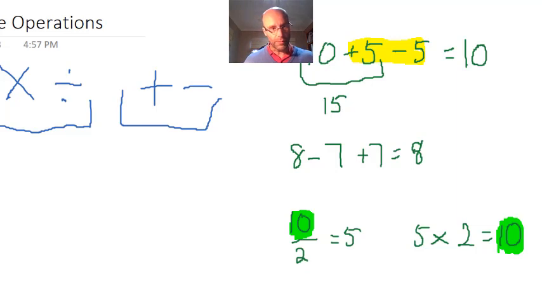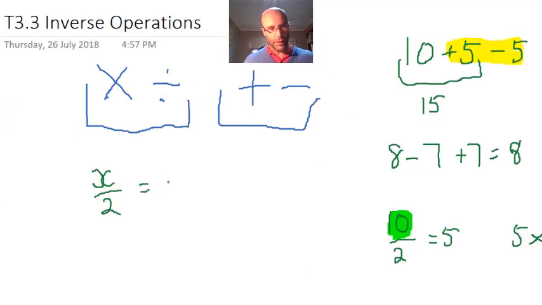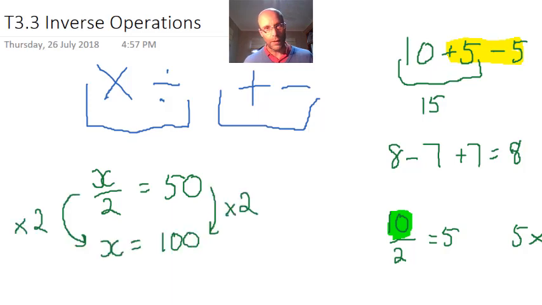We can use inverse operations to solve simple equations. So if we're given x divided by 2 equals 50, we can find x by multiplying by 2. So we can see that x divided by 2 is 50. We multiply both sides by 2, which is the inverse of divide by 2, and if we do that to both sides, we get x equals 100. So 100 over 2 is 50, and that's right.